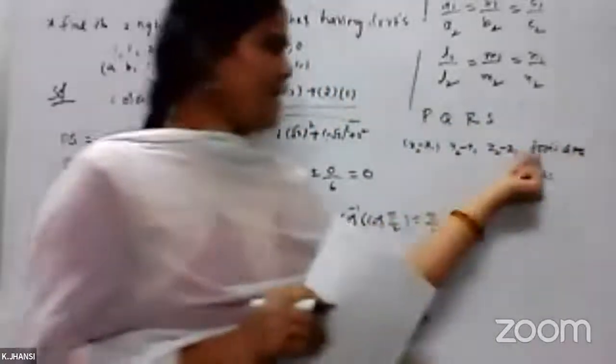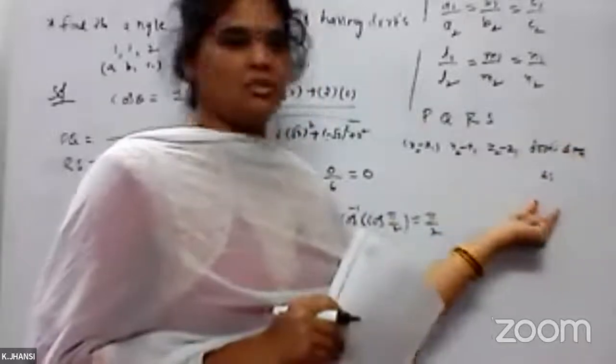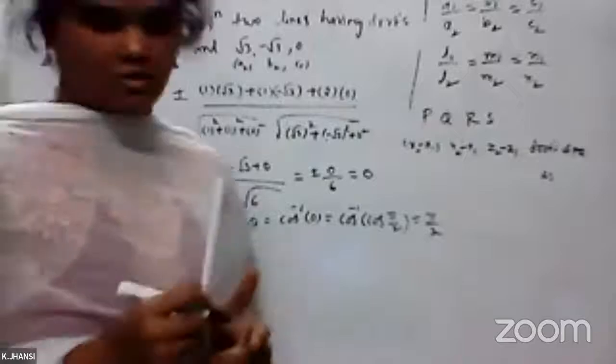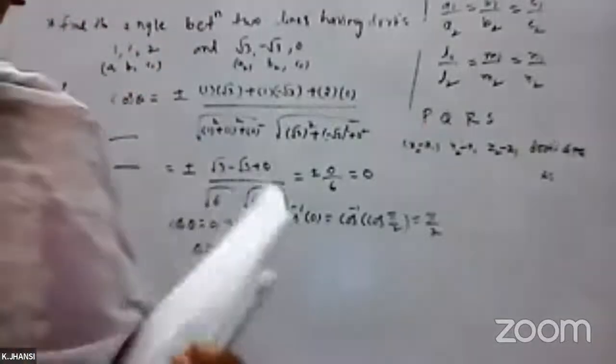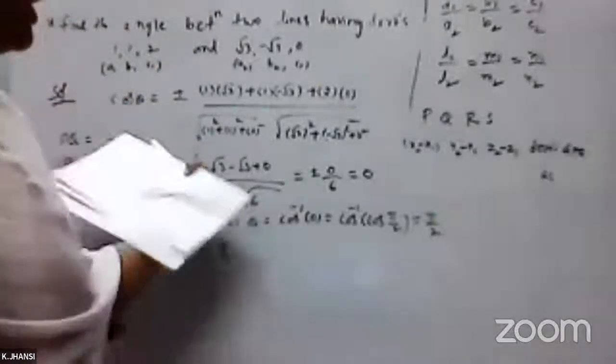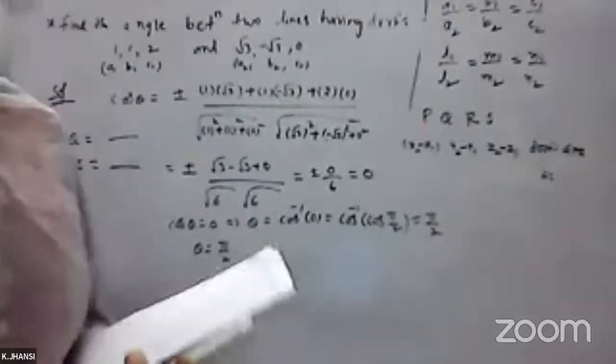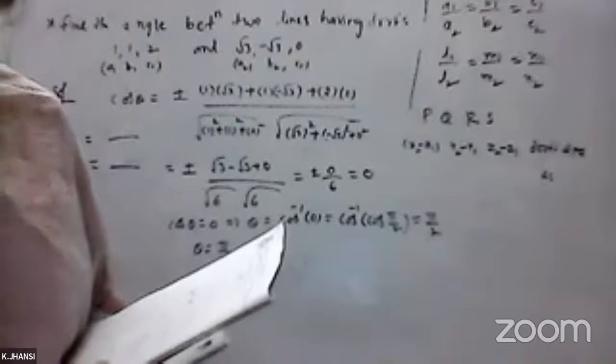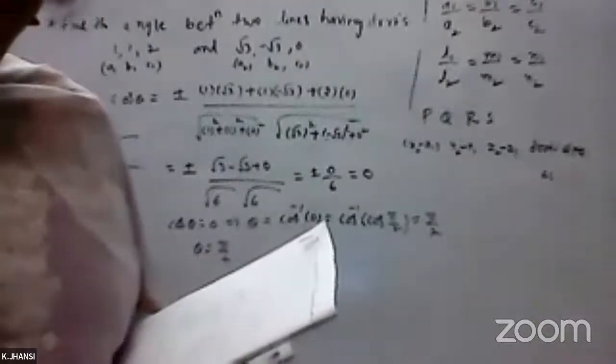Then you find the angle between PQ and RS. If you substitute the same values in this formula, you will get the answer. Okay. So the problems may be asked like this or like this directly. They'll give the direction ratios. See page number 30, you have one.